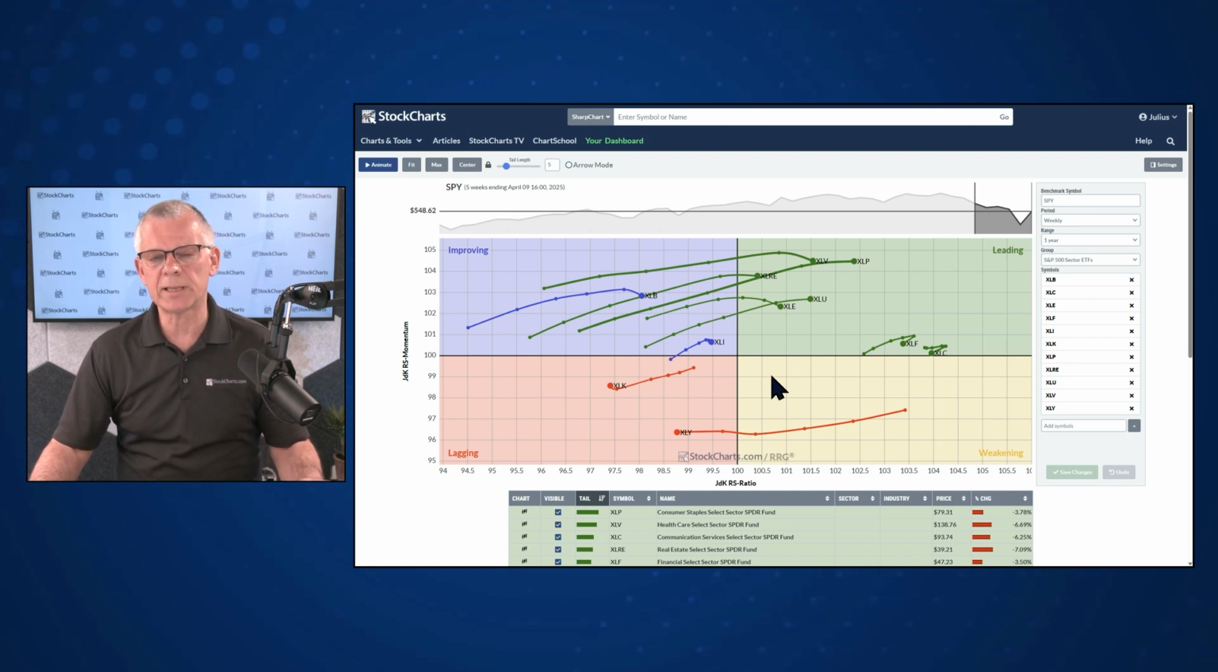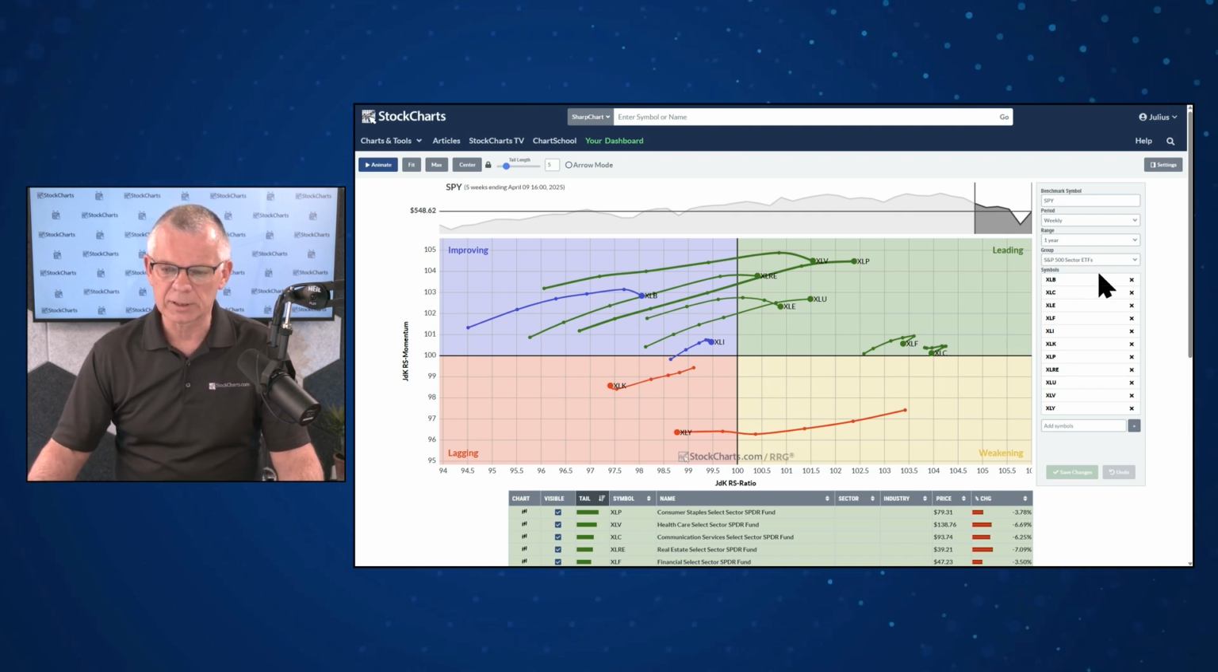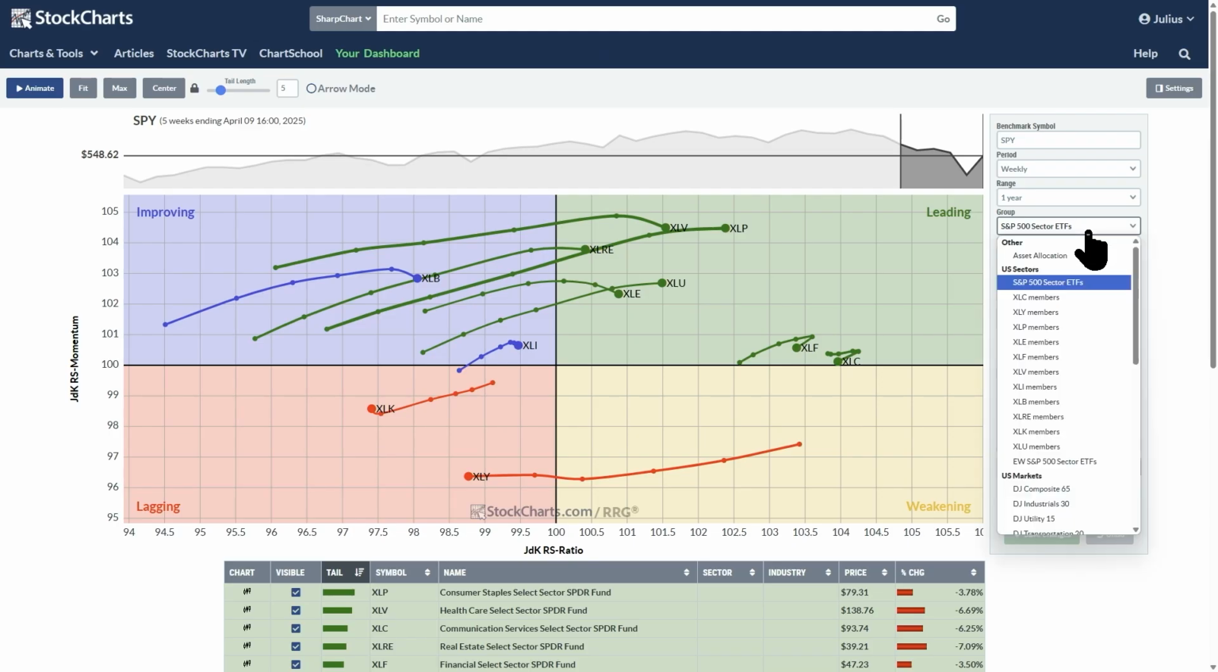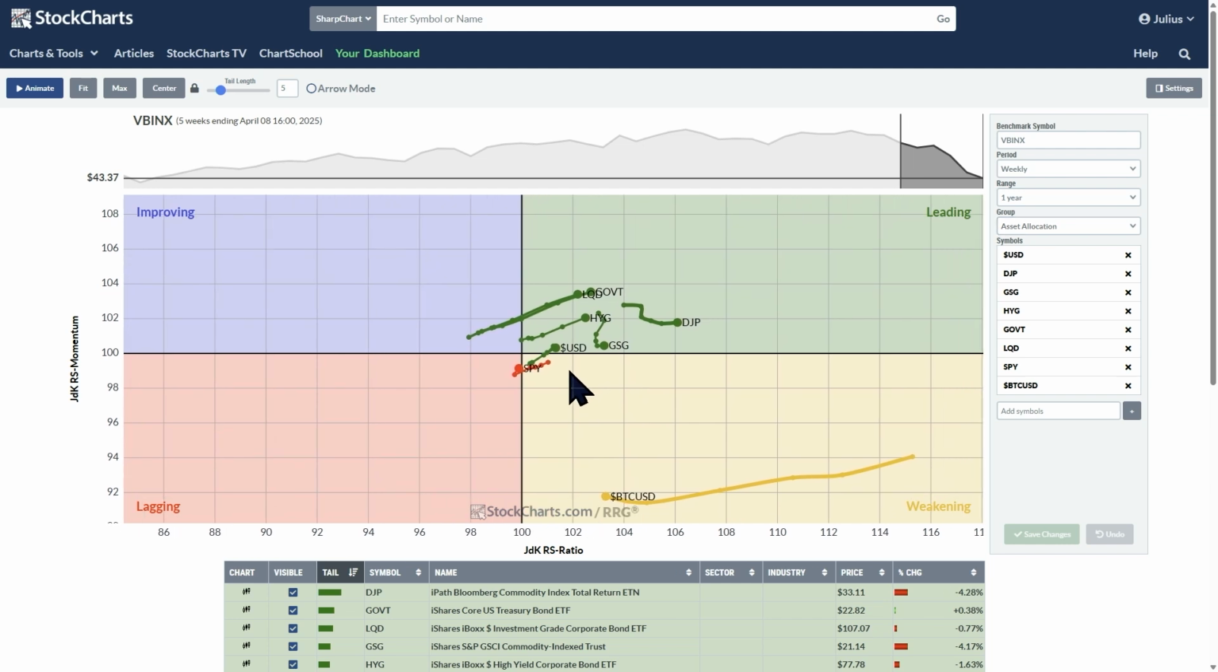However, we can take that one step higher because this is an equity universe. This is the stock market. If you want to have a look and get a handle on asset allocation, we've got you covered. If you go to the group dropdown on the RRG page and you choose asset allocation, it'll give you an RRG showing the rotation of various asset classes.